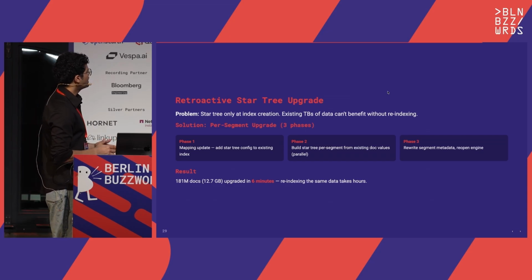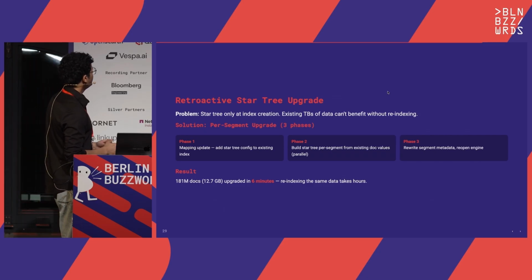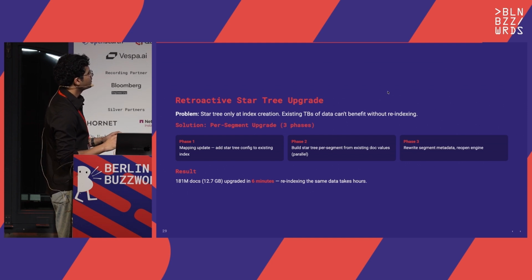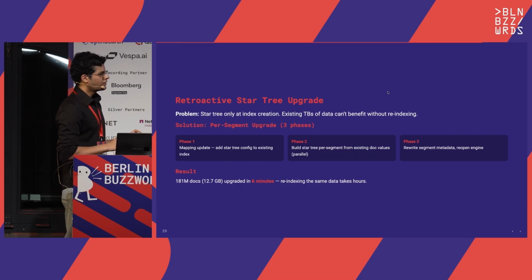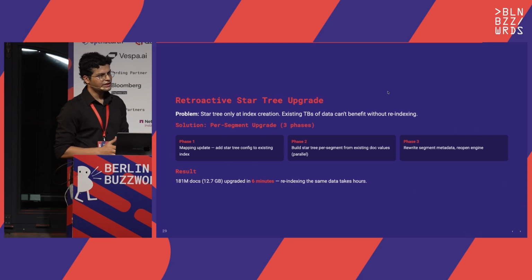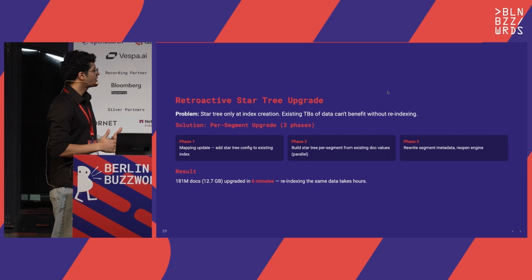Here, it works in three phases. The first phase is the mapping update, where we add the star tree configuration to the existing index. In phase 2, we build the star tree per segment from the existing doc values. And in phase 3, we rewrite the segment data and then reopen the engine. So on an existing index, we upgrade it to a star tree index so that we do not have to reindex, and the queries which come henceforth can use the star tree flow.